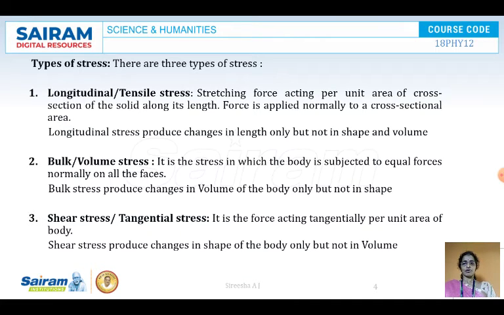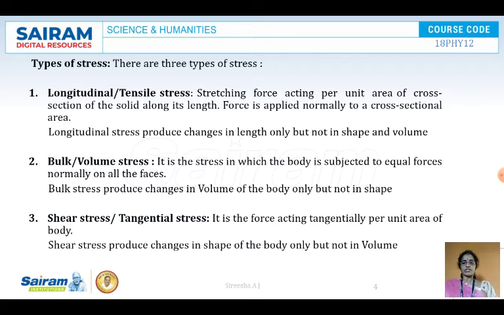Here bulk stress produces changes in the volume of a body but not in the shape. It is the volume that changes. So it is a stress in which the body is subjected to equal forces normally on all the faces. This is called a bulk stress. Bulk stress produces a change in the volume of a body but not in shape.